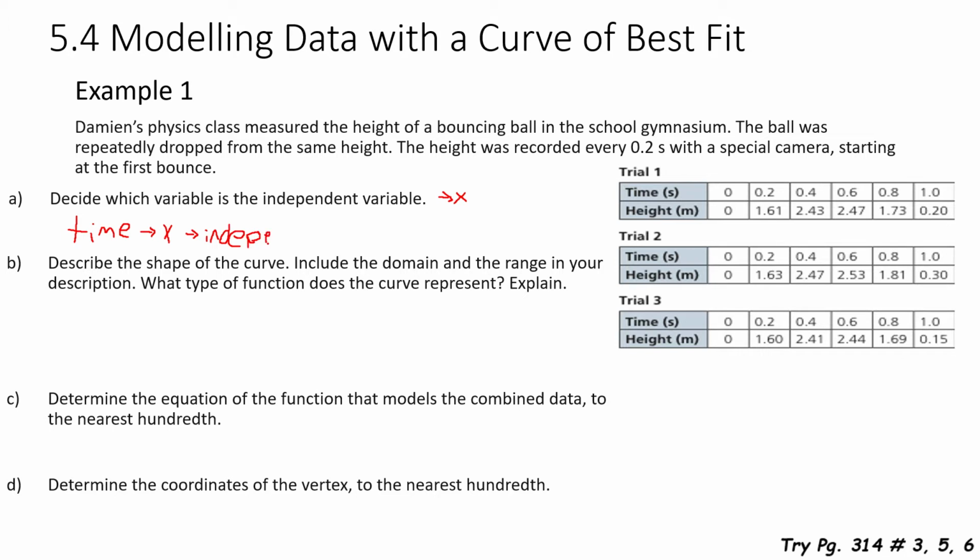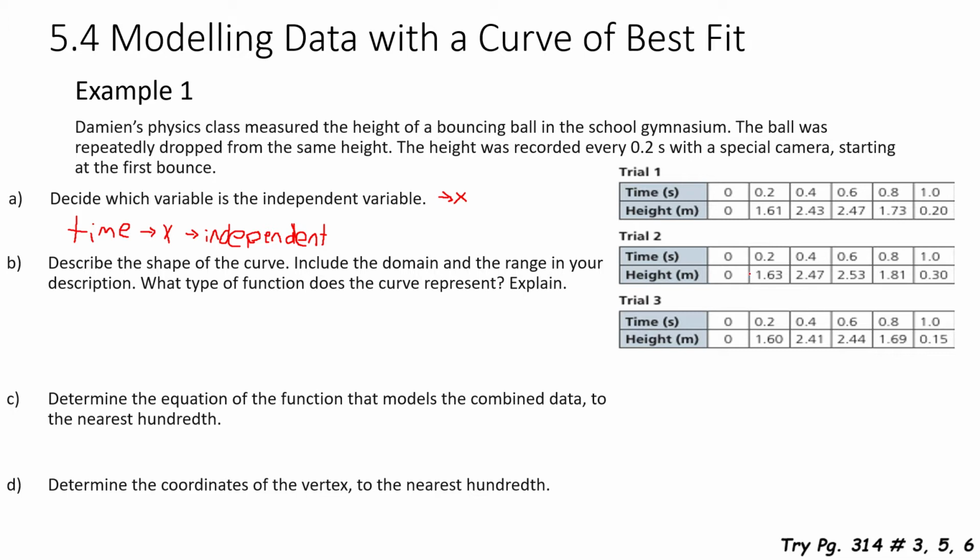So they did 3 trials of dropping a ball and measuring its height while it was bouncing. At 0 seconds, it was at 0 meters, and then the ball goes up, and after about 0.4, 0.6 seconds, it starts heading back down to the ground. And then they do the trial again, and then they do it again. So we have 3 sets of data here, and we're going to create a scatter plot from that.